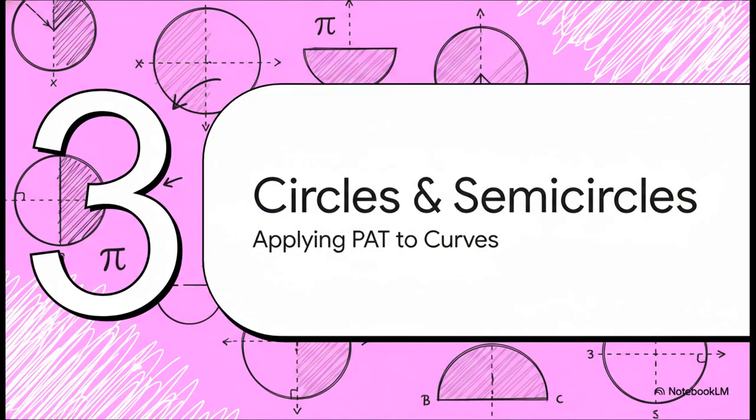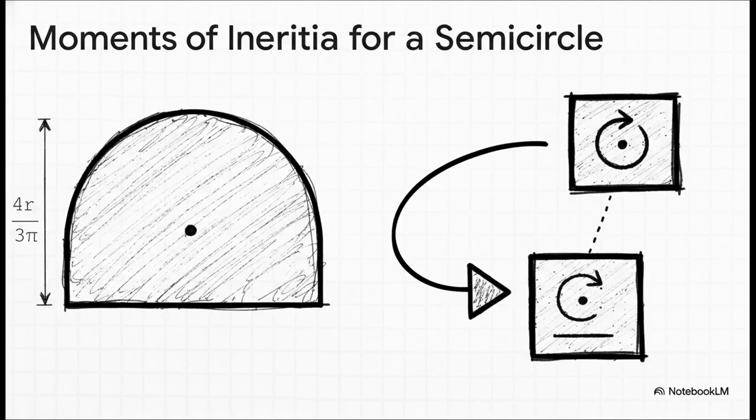All right, let's move on to curved shapes. Now, I know the formulas can look a little more intimidating with the pi symbol showing up, but don't worry, the logic, the process we just used with the parallel axis theorem, it's exactly the same. For a semicircle, here are the key values to remember. First, the centroid location from the flat base is a standard formula value. It's 4r divided by 3 pi.